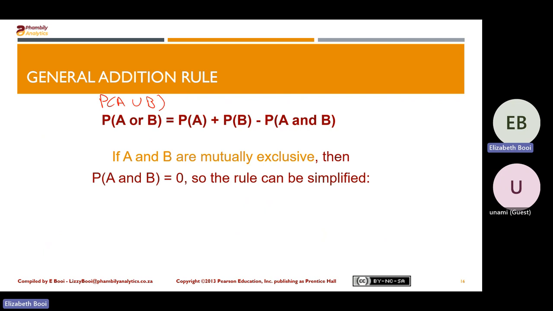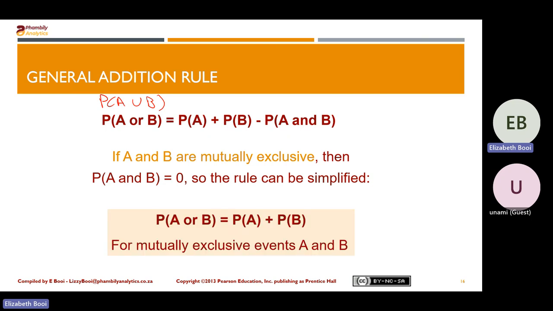If A and B are mutually exclusive, then the joint probability of A and B is equal to zero, and we've learned that if the joint probability of A and B is equal to zero, it means the events are mutually exclusive. So if and only if A and B are mutually exclusive, the addition rule states that the probability of A or B will be given by the probability of A plus the probability of B. That is only if they are mutually exclusive.